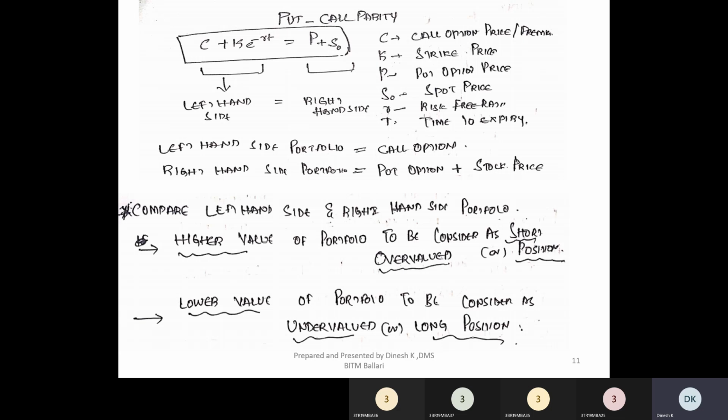Suppose you take a long on a put option: will you be receiving the premium, or are you supposed to pay the premium? When you take a long on a put option, are you going to receive the put premium or going to pay the premium?